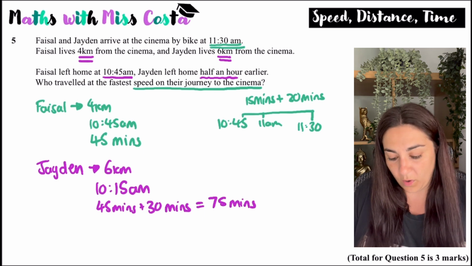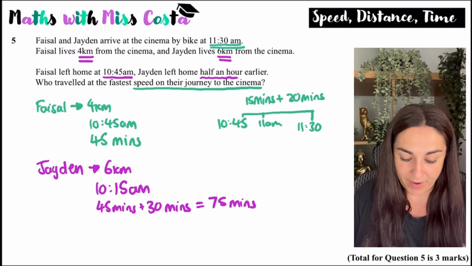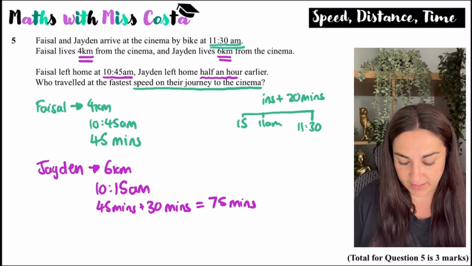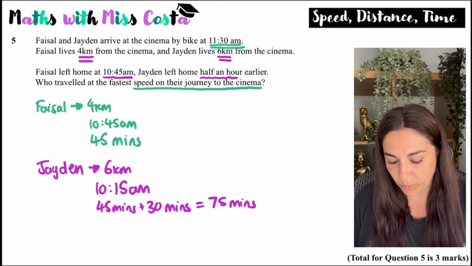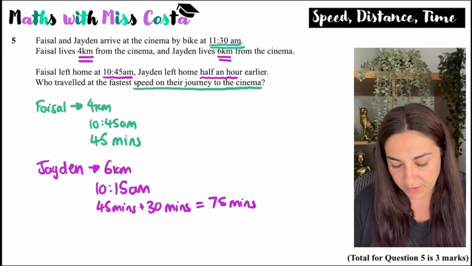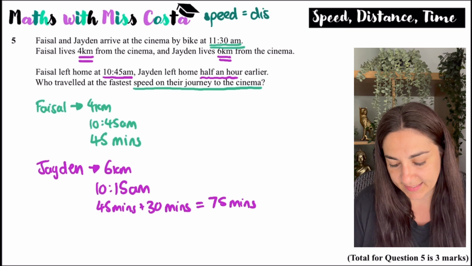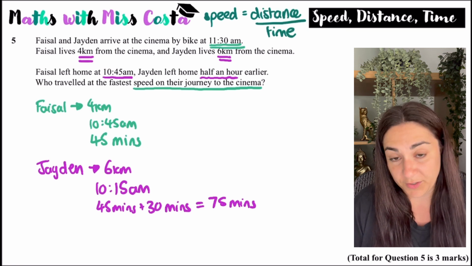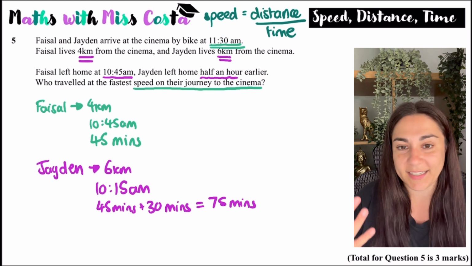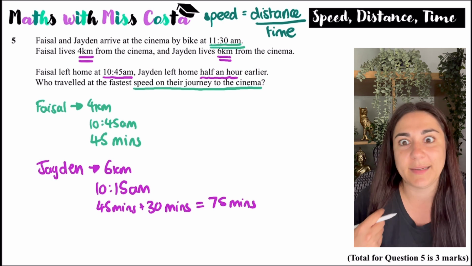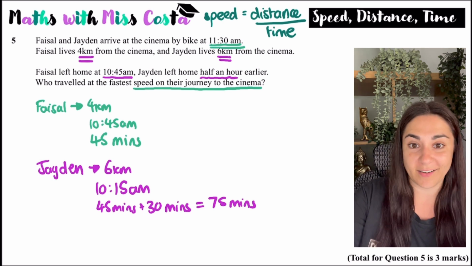Now, what it's asking me for is who travelled the fastest speed on their journey. So how do I work out speed? Hopefully you know the formula. Speed equals distance divided by time. If you ever get confused and you freak out, just think to yourself, what's the national speed limit, or just what is any speed limit you've seen on a street sign in your life.